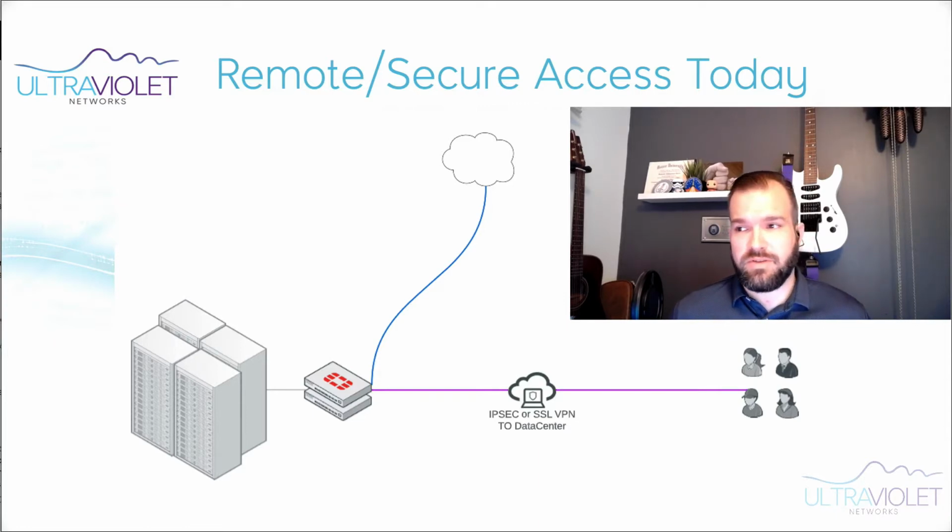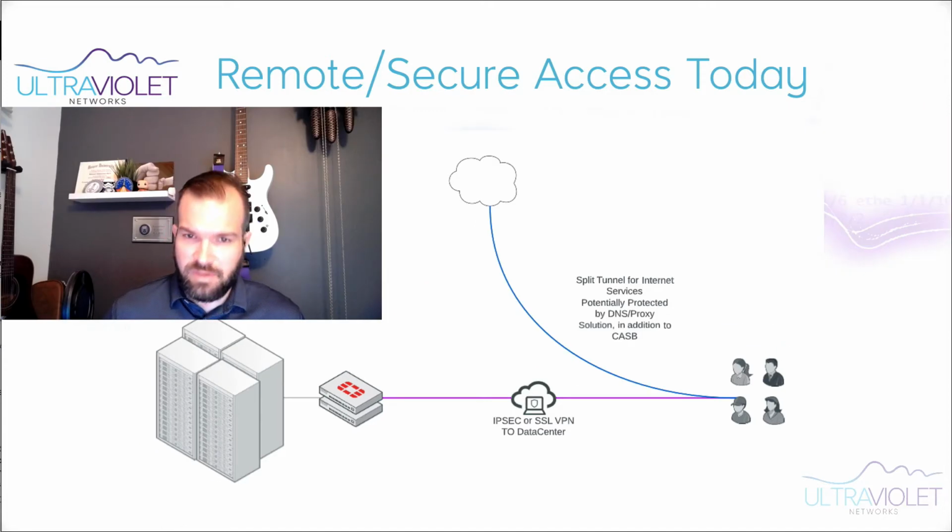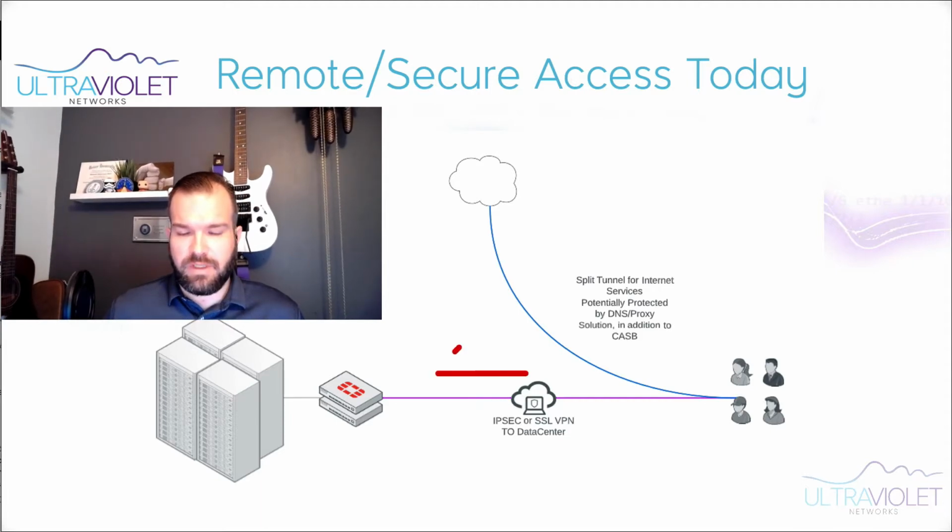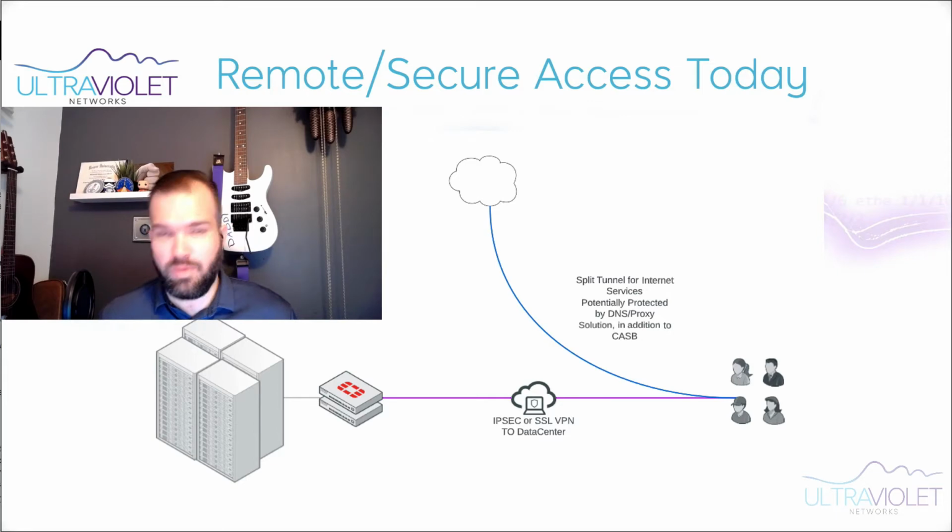So a lot of organizations in the last 5 to 10 years have been doing something that looks a little bit like this, where data center bound connections go over the purple line and your internet bound traffic breaks out locally at the end user using split tunneling. And that's great, other than the fact that you didn't really have a lot of control over what they could access. Sure, you could implement an endpoint solution for web filtering, or some folks have implemented something like Cisco Umbrella to do DNS filtering. Others have implemented some sort of cloud proxy services, something like Symantec WSS or something along those lines.